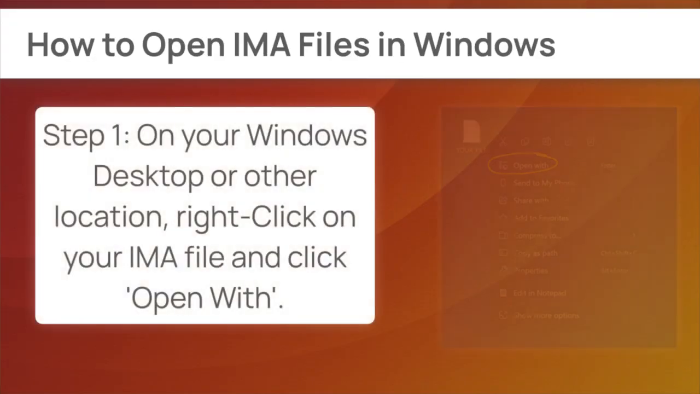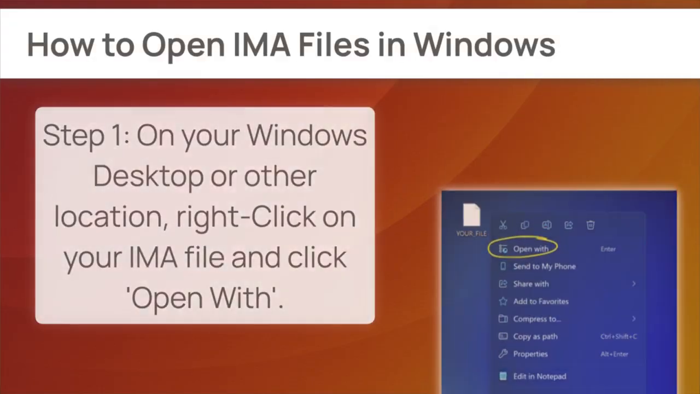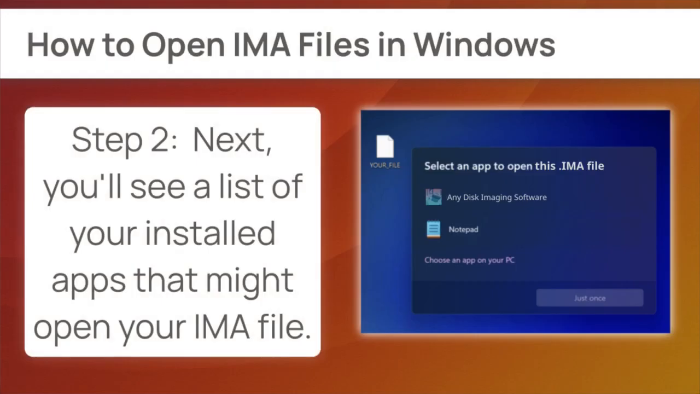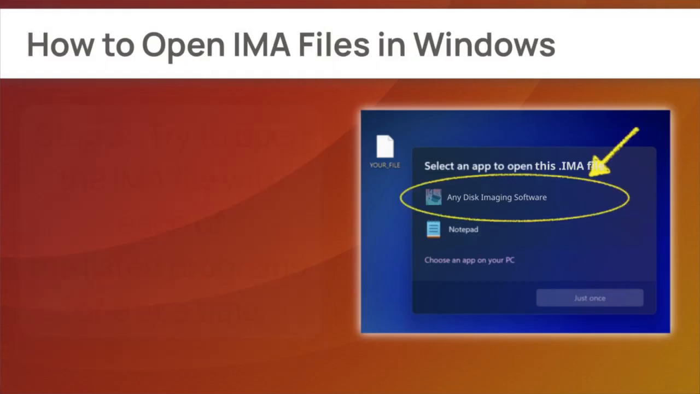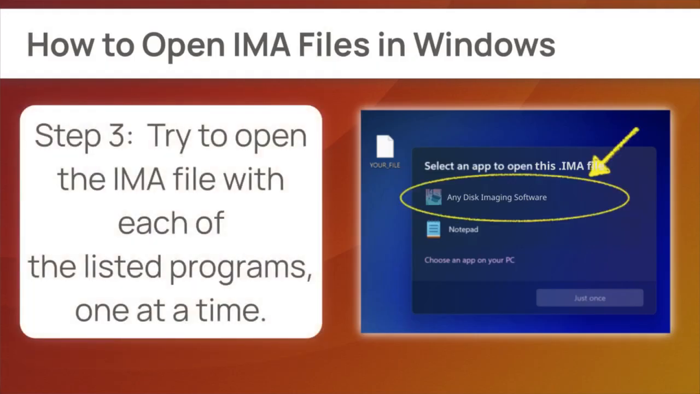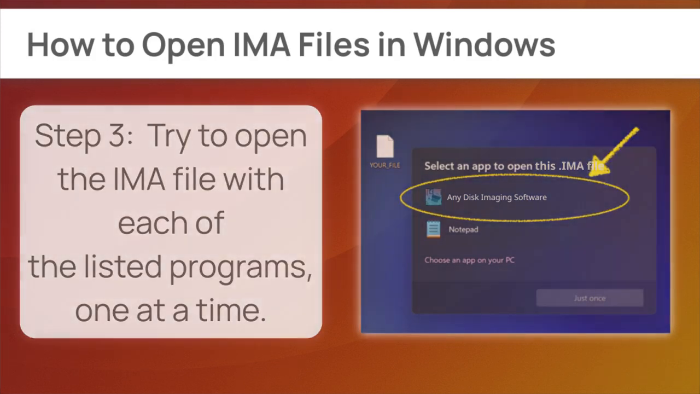Your reliable starting move is the Open With action. Right-click the IMA file and select Open With. If any disk imaging software is installed, use it. If not, choose another program. We must find the app that claims the file.